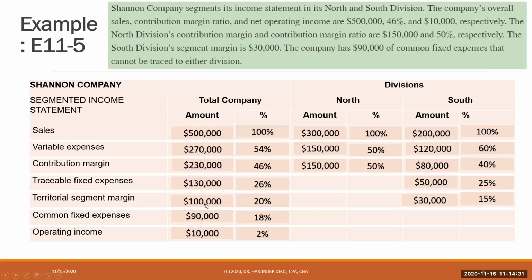Looking at the total territorial segment margin of 100,000, given the fact that the South Division's segment margin is 30,000, we can calculate the North Division's segment margin, $70,000. And considering the contribution margin is 150,000, the difference gives us the traceable fixed costs, $80,000. As a percentage of the $300,000 of total sales, these amounts represent 26.7% and 23.3% respectively.